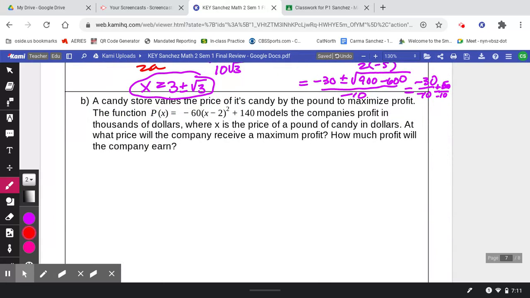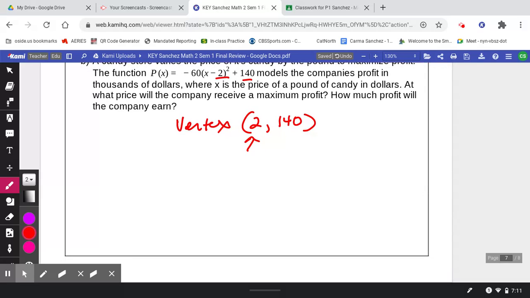Okay, the second one gives us this equation. It's talking about a candy store, the price per pound to maximize profit. Again, it's an upside down parabola with a vertex that's given to us because it's in vertex form. So I can see right off the bat a vertex staring at me. It's at positive 2, 140. Remember, we changed the value of the x value to positive. All right, x is the price of a pound of candy in dollars. At what price will the company receive its maximum profit?